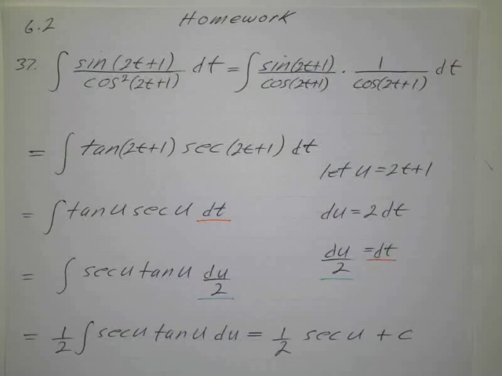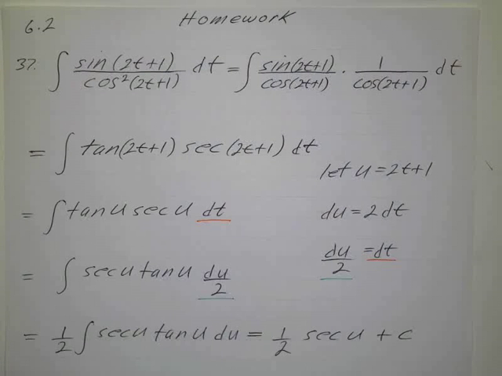Okay, these are some more problems from section 6.2, and this is number 37, and this is the integral of sine of 2t plus 1 over the cosine squared of 2t plus 1 dt, and we can use some trig identities to help us with this one.